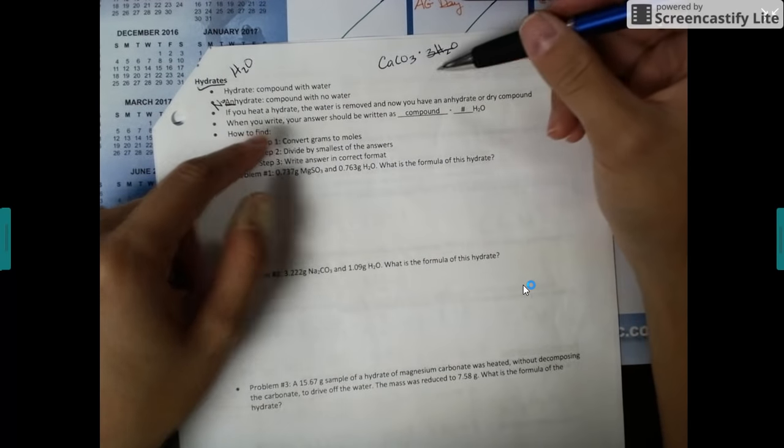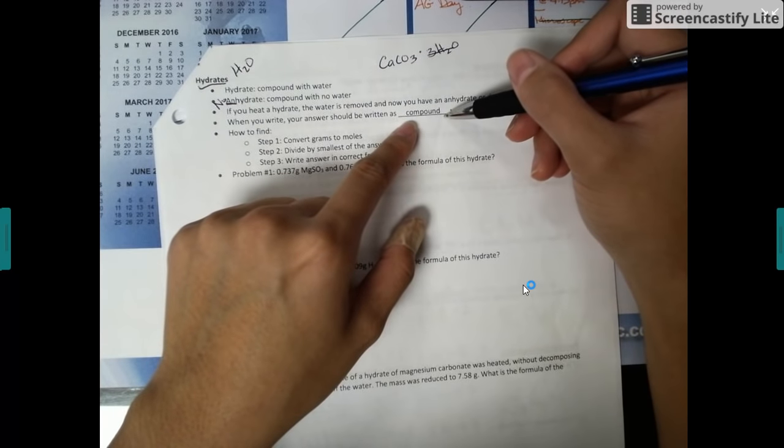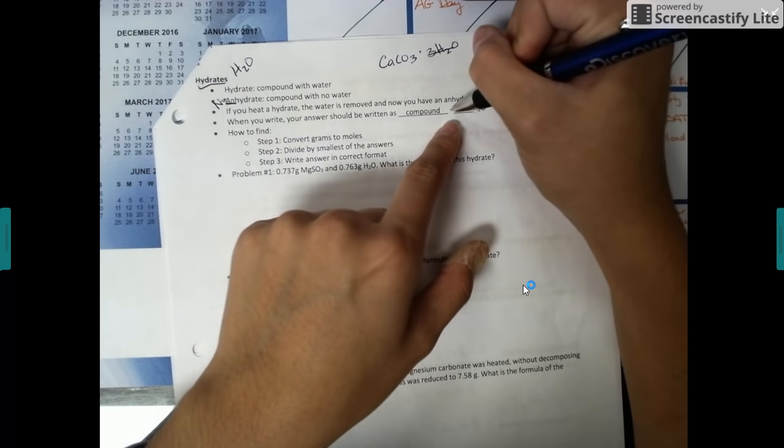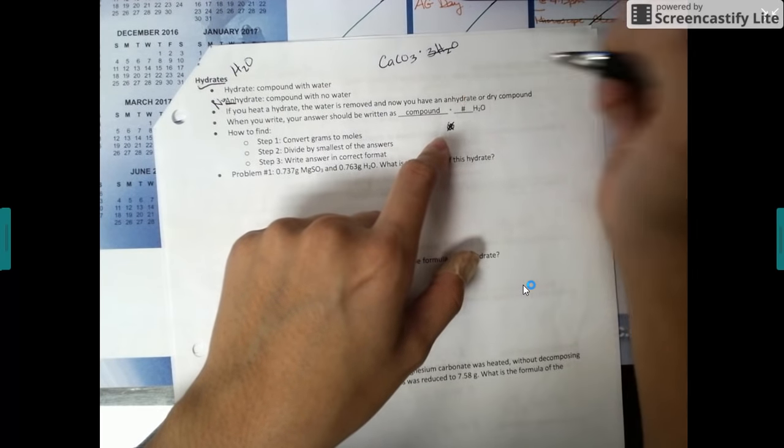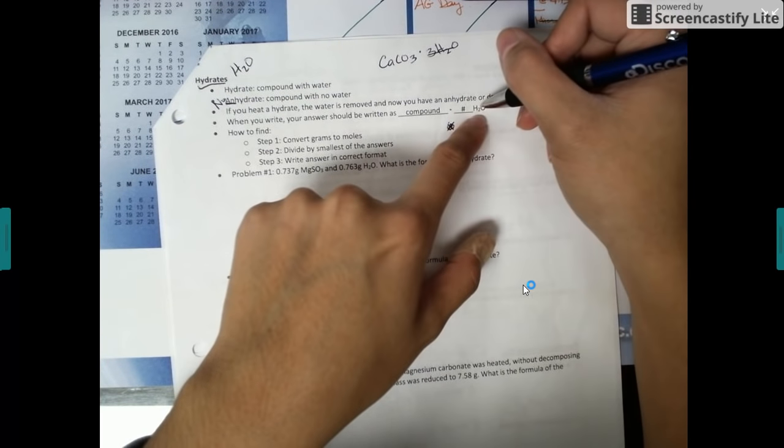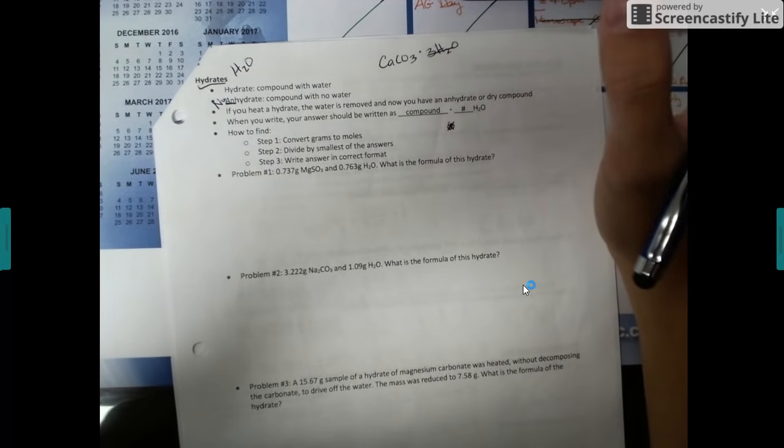So when I write, my answer should always be written as compound times with a little dot. Don't do the multiplication symbol. That's not how it works. We have to use a dot. The number and then H2O. So I'm going to walk you through how to find this.